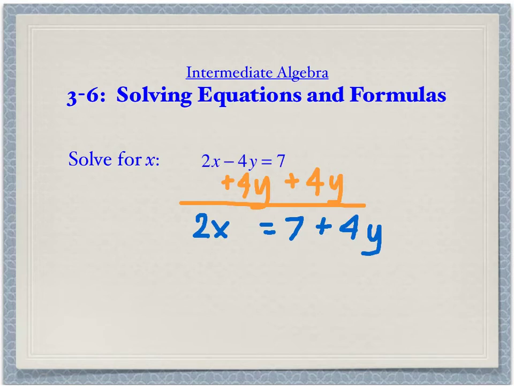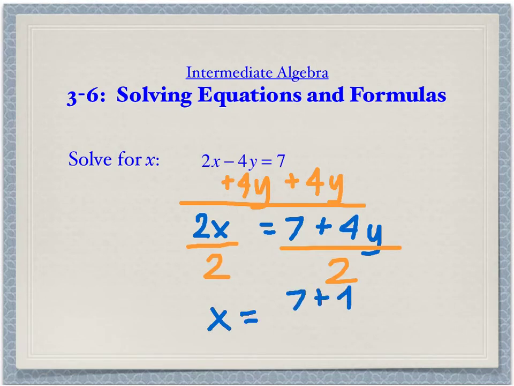Now, really only one more step to get x by itself. I have this 2 here, so I'm just going to divide everything by 2. And so my final answer, the best I can do here, is x on the left, and on the right I'm just going to have to write it as 7 plus 4y, all of that over 2. Kind of hard to check these as well. You just have to trust that you are going through the right process to be able to solve these equations.